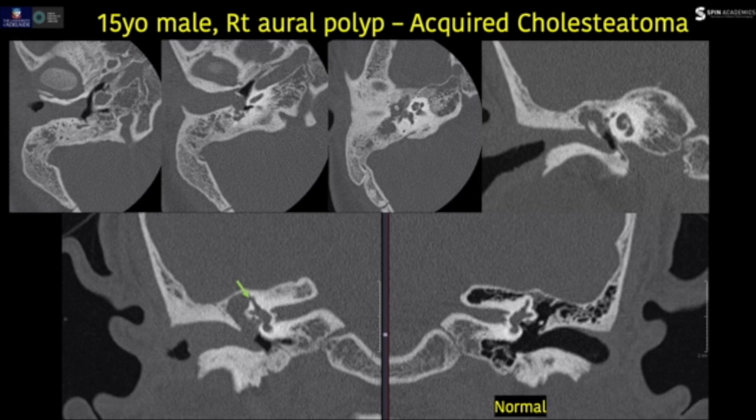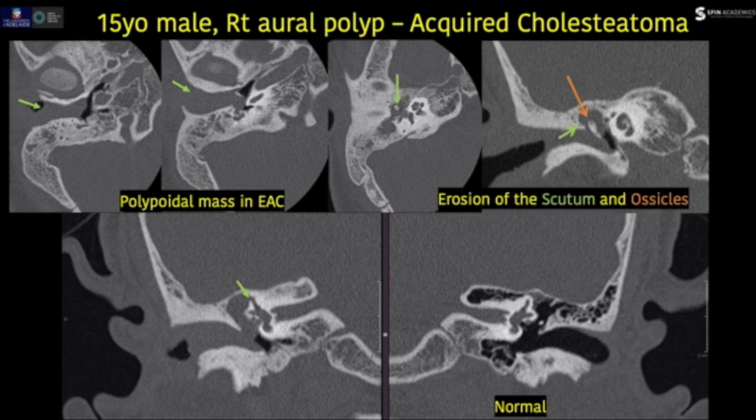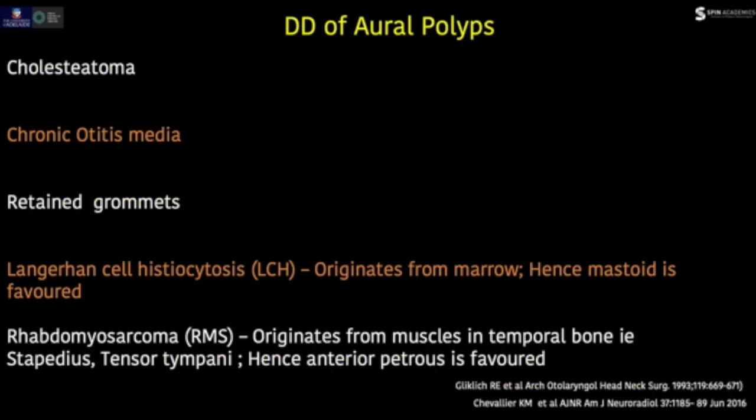A pars flaccida cholesteatoma can present as a polyp. This is a 15-year-old male with a right aural polyp. Note the erosion of the scutum as well as the ossicles. There is also an erosion of the superior semicircular canal along its lateral aspect. This is a slight variation on the theme in that the cholesteatomas tend to cause an erosion of the lateral semicircular canals. Apart from cholesteatoma and otitis media and retained grommets, Langerhans cell histiocytosis and rhabdomyosarcoma could also present as aural polyps.